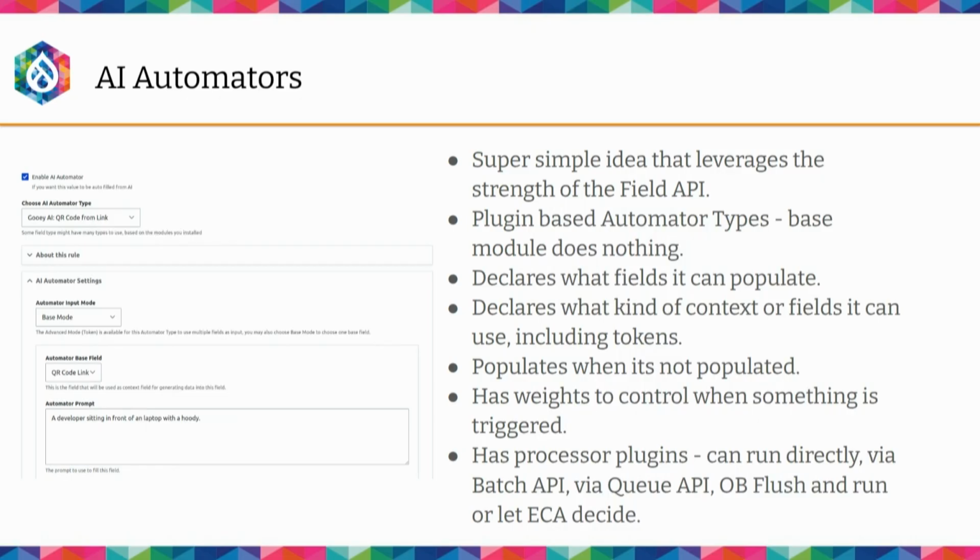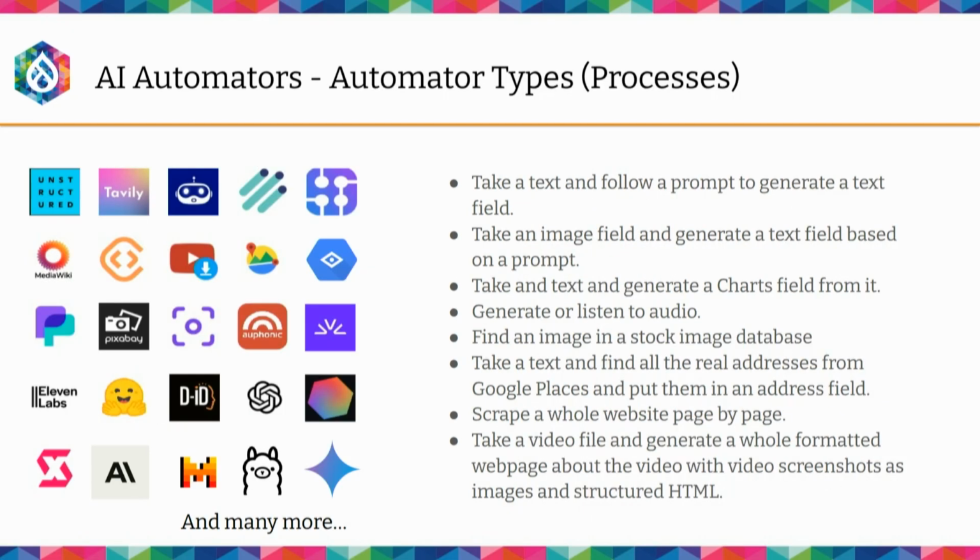Or the most powerful way, I would say, is let ECA decide, because then all of a sudden you can add conditionals in there and do anything you can do with ECA. So any automator you set up becomes an action in ECA if you want. And the processors, as I said, can be something as simple as taking a text and creating a text, or something extremely complex. I think we have around 90 to 100 different automator types now. Because of the Drupal AI module, we're supporting a lot of services. I think it's up to 40 services or something like that that it supports now, but more is on the way.